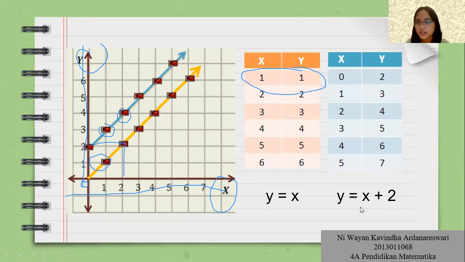But for the blue line, y is equal to x plus 2. We got x is 0, plus 2 is 2, so we got y is 2, that's correct. And for the second point, we got x is 1, plus 2 is 3, which is the y. So this is the equation that we can get from this graphic.